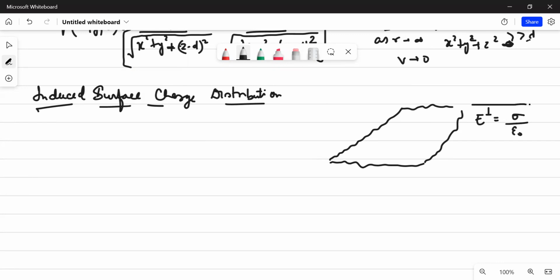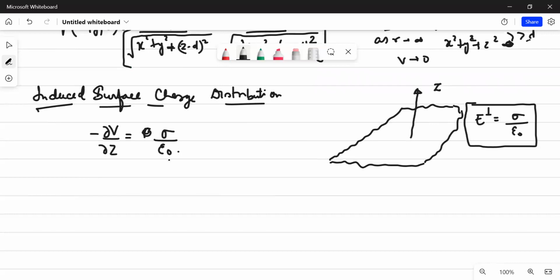Normal to the surface of the conductor, just outside the conductor, the normal component of electric field is sigma upon epsilon naught. And it is equal to minus del V upon, in this particular scenario, del Z, because the normal component is along the Z direction. Is that clear? So sigma would be nothing but epsilon naught times del V upon del Z.